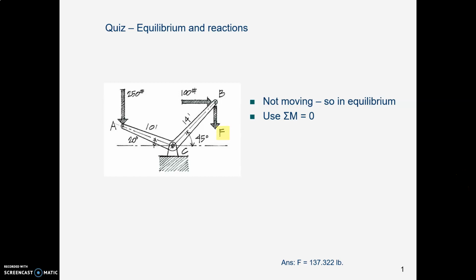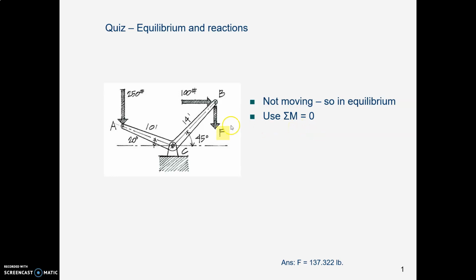Now we are going to look at the problem in our next quiz. This is a problem out of our book. And what he is saying is you have this frame here with two arms and three forces, and it's not moving, which means it is in equilibrium. And you notice that the pivot point is around point C here.